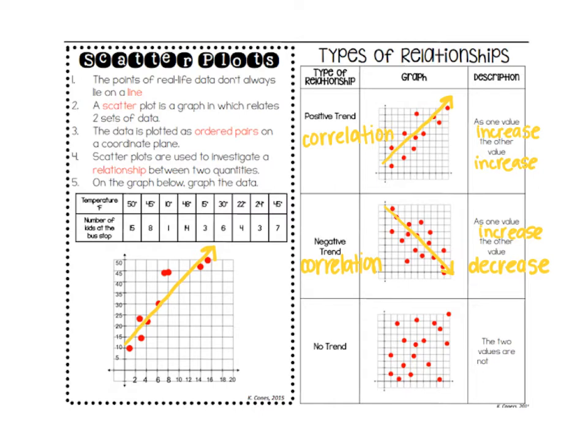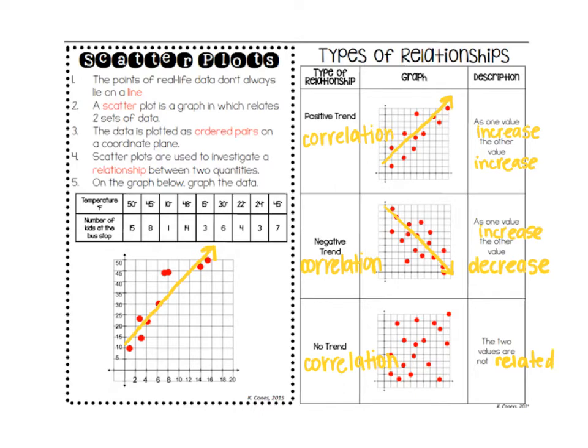And then we have no trend or no correlation. No correlation basically happens when there's a scatter of points everywhere. You see no relationship. The values are not related. An example of this would be if I asked you to tell me how old you are and how many pets you have. Your age does not relate to how many pets you have, so we would have a non-related scatter plot.